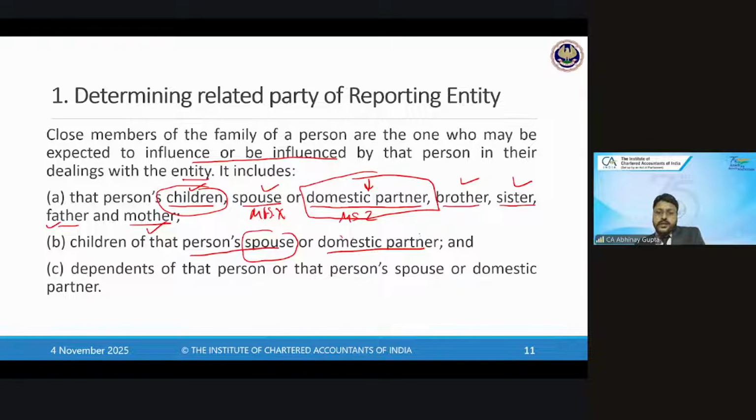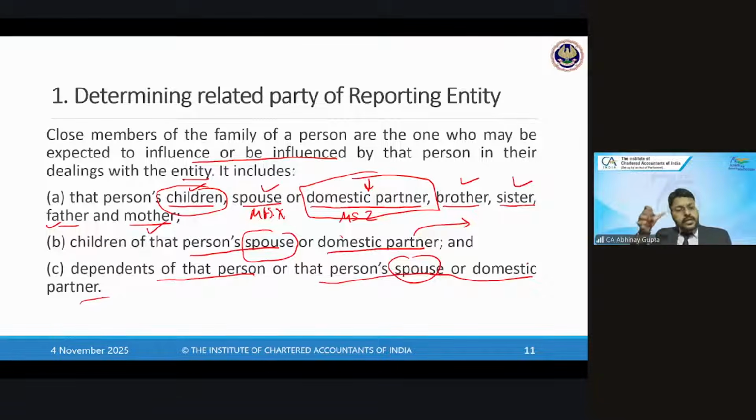And children with that domestic partner as well. Or if the domestic partner also has children with somebody else apart from Mr. X, then the children of that domestic partner are also covered, because the domestic partner and their children are covered, whether with Mr. X or with somebody else. Then dependents of that person or that person's spouse or the domestic partner. So who are the dependents of the person's spouse? Father-in-law, mother-in-law. Similarly, this is applicable for the domestic partner. Is that clear?